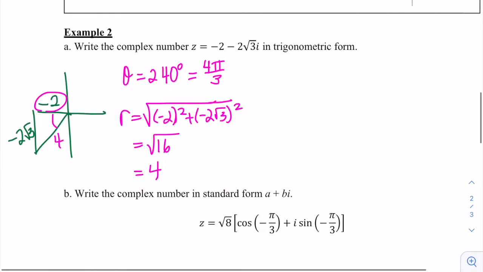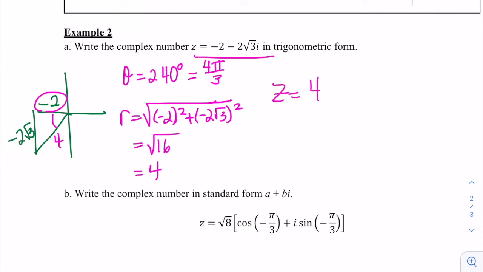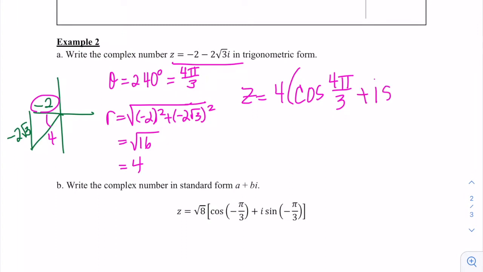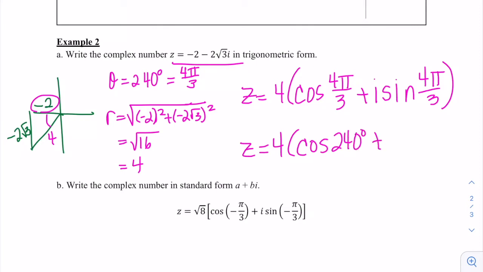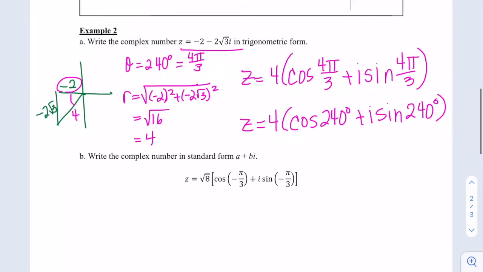Okay, so to rewrite it, again, we're rewriting z. So z is going to equal the radius, or the modulus, times the cosine of theta, put 4 pi over 3, plus i times the sine of the argument, 4 pi over 3. Now that's in radians, or you could put in degrees: 4 times cosine of 240 degrees plus i times the sine of 240 degrees. All right, so just using our good old trig to figure that out.